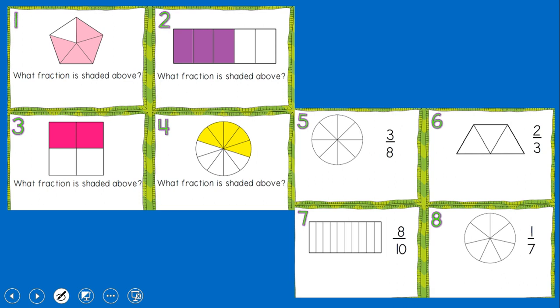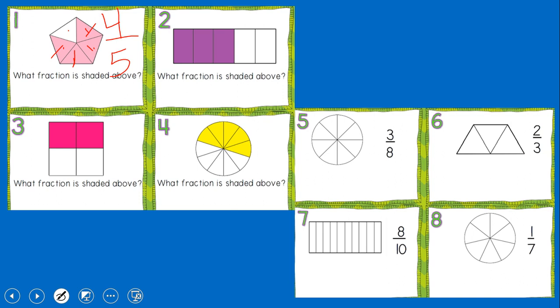So number 1, what fraction is shaded above? So my first job, remember, is to count how many shapes I have all together. 1, 2, 3, 4, 5. So my number on the bottom is 5. Then I'm going to count how many are shaded. Shaded means colored. So I have 1, 2, 3, 4. So then I write 4 at the top. Okay? So that is my answer to number 1.